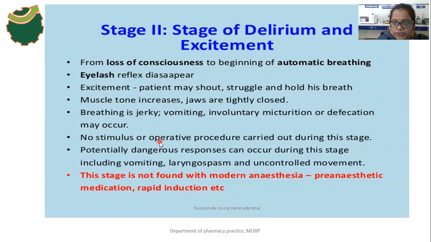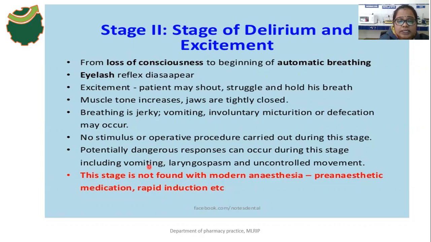There is no stimulus or operating procedure carried out during this stage. Only minor operative procedures can be carried out during this stage, but major operative procedures are not carried out. Potentially dangerous responses can also occur during this stage.